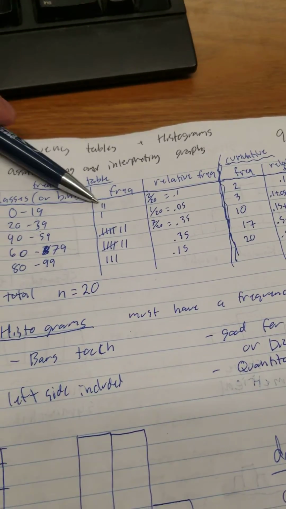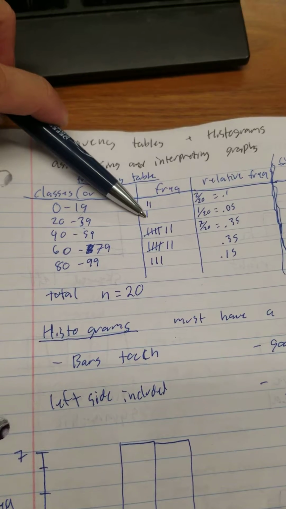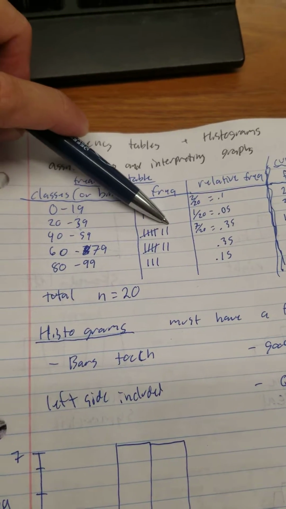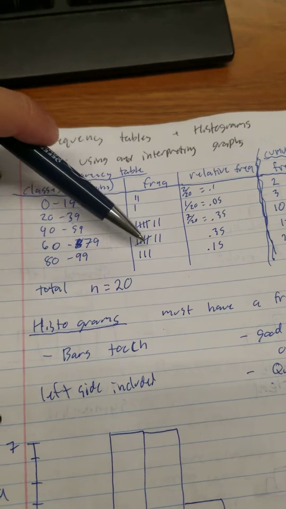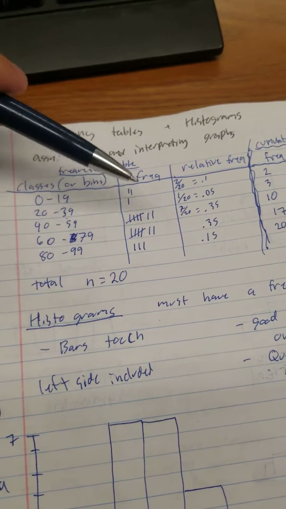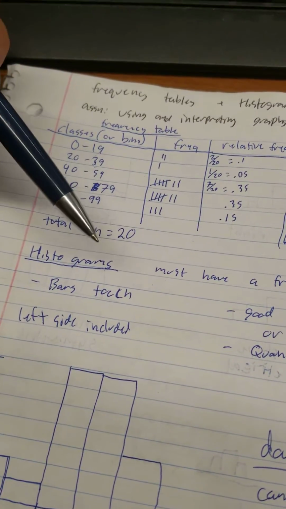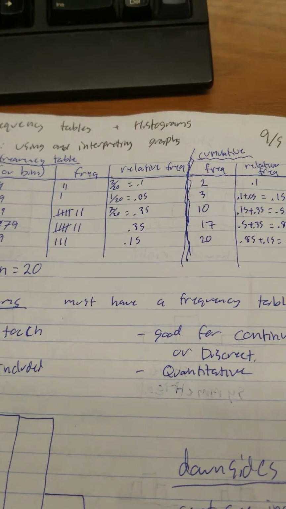So this was how many scores fell between 0 and 19. That's how many scores fell between 20 and 39. 7 scores fell between there, etc. There was 20 total scores. We used total amount of numbers as n. It's just always the amount of things, n stands for number of things.